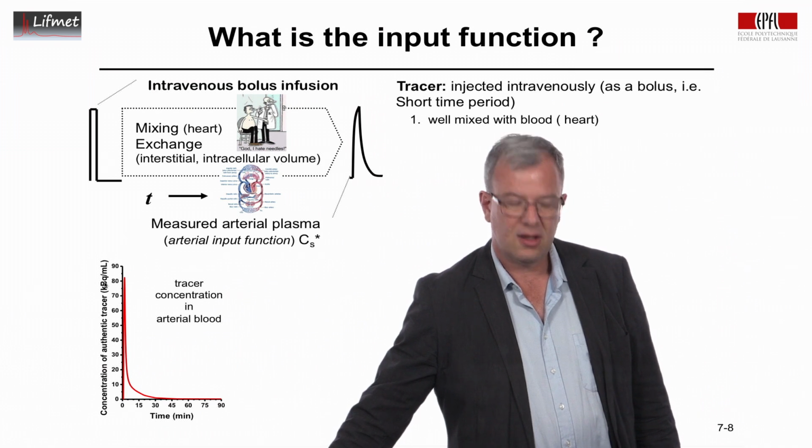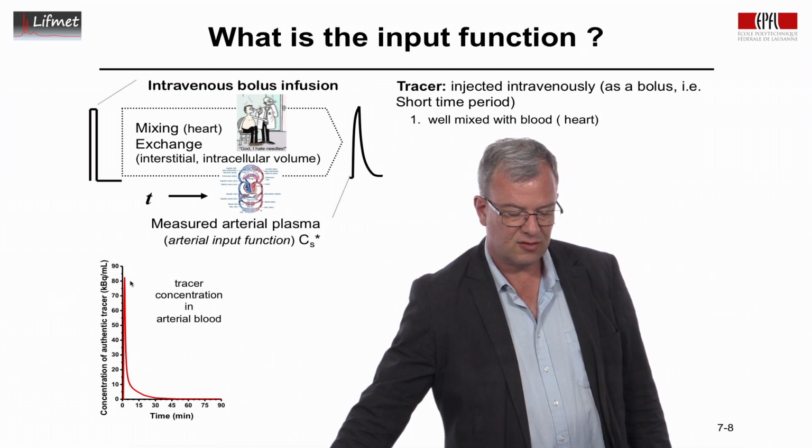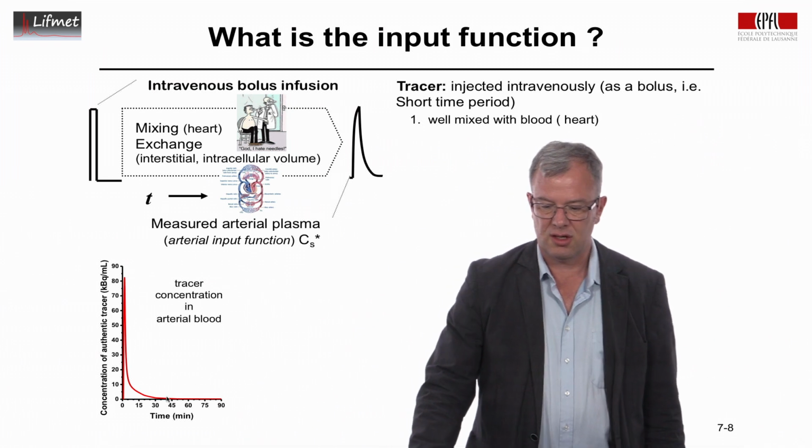So if we look at the tracer in arterial blood, this is a typical tracer concentration, in decays per second per milliliter or kilobecquerel per milliliter, over time. So we have the rapid injection, we get the bolus, and then a relatively rapid reduction.